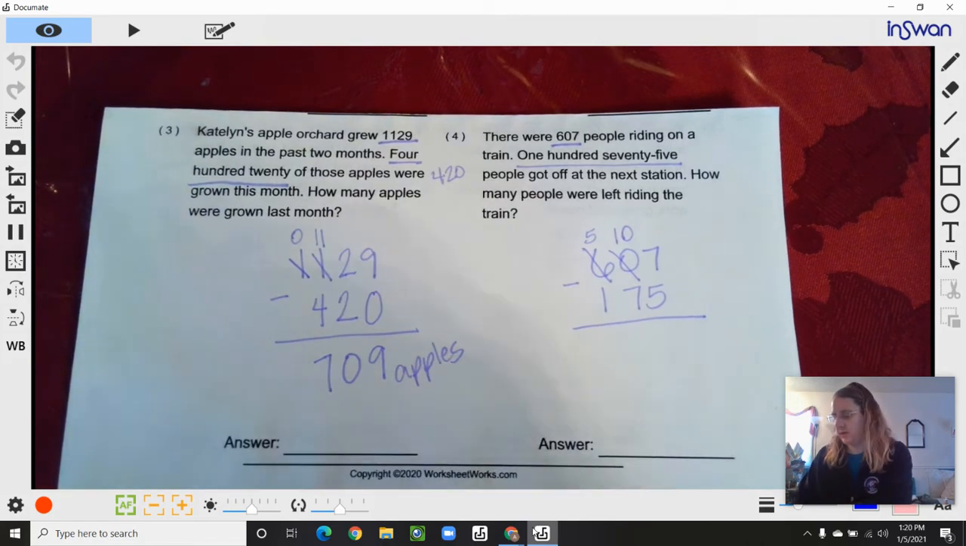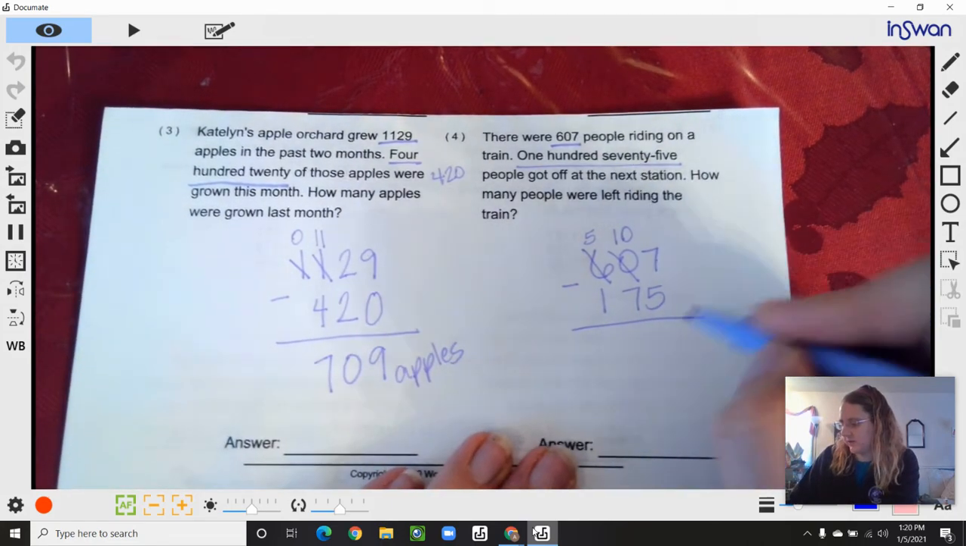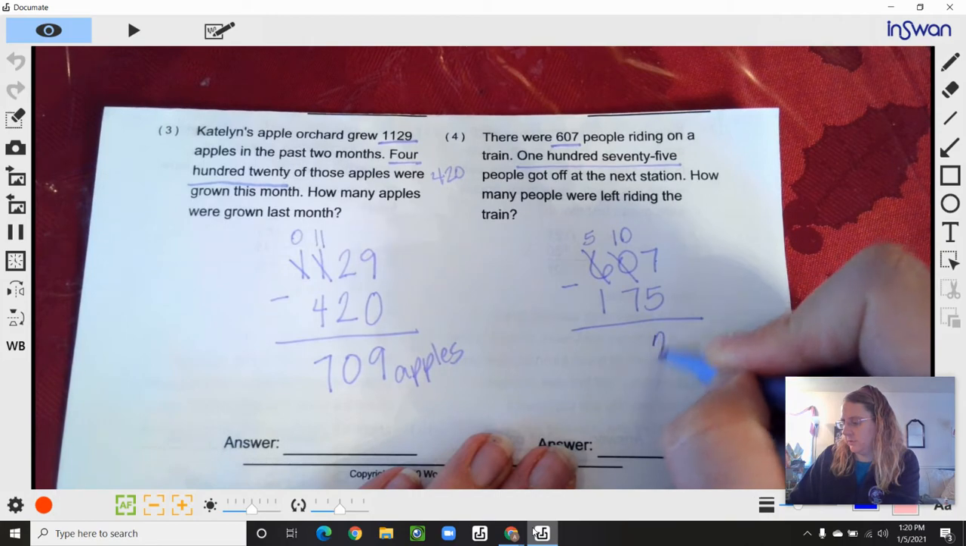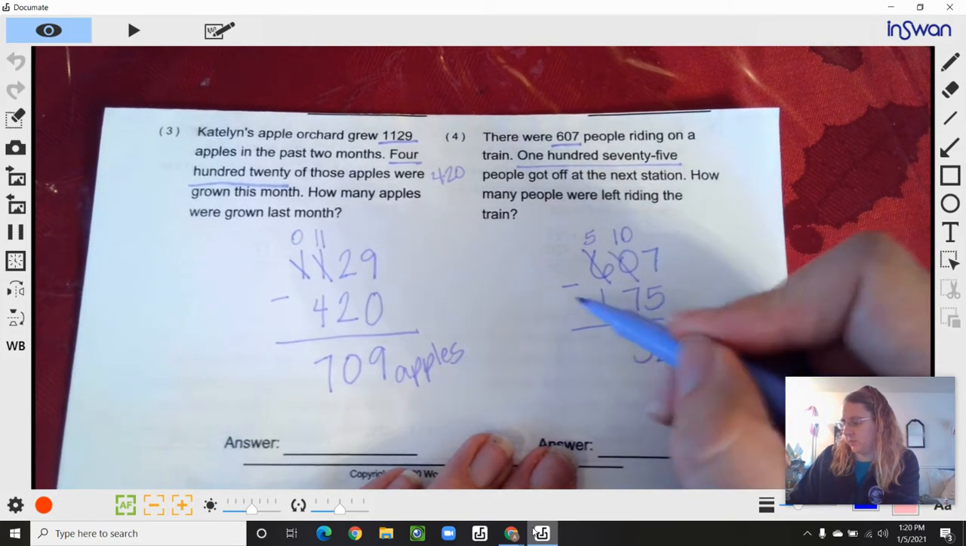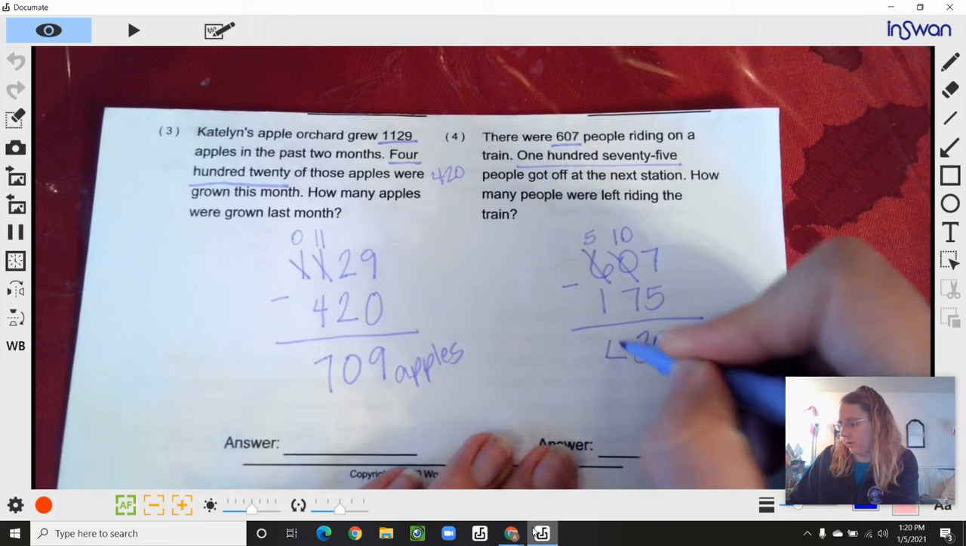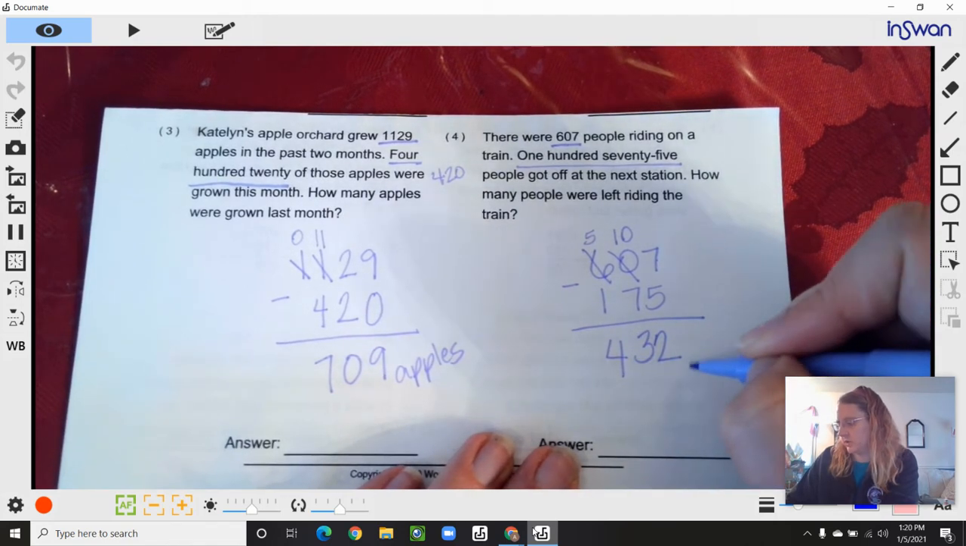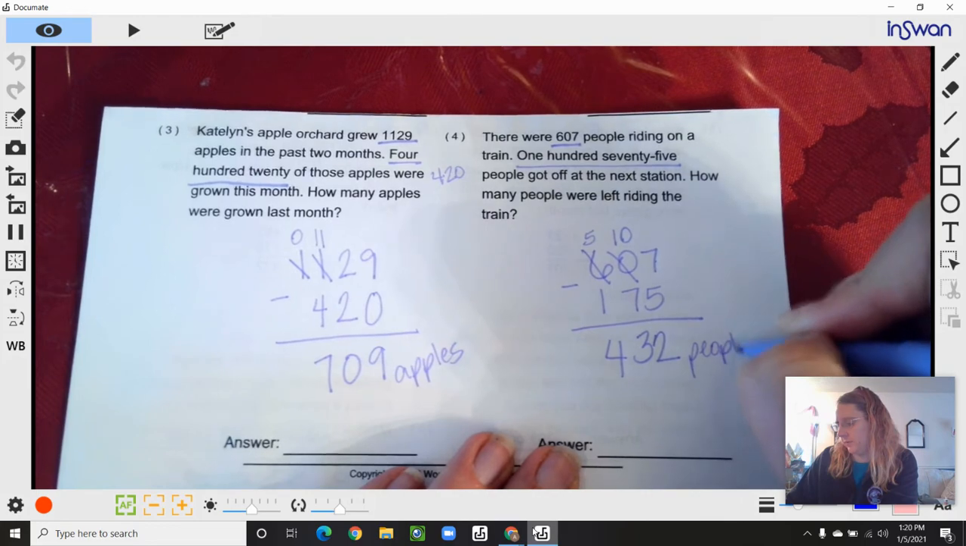Okay, so when I go ahead and subtract, I have 7 take away 5. 7 take away 5 is 2. 10 take away 7 is 3. 5 take away 1 is 4. So 432 people.